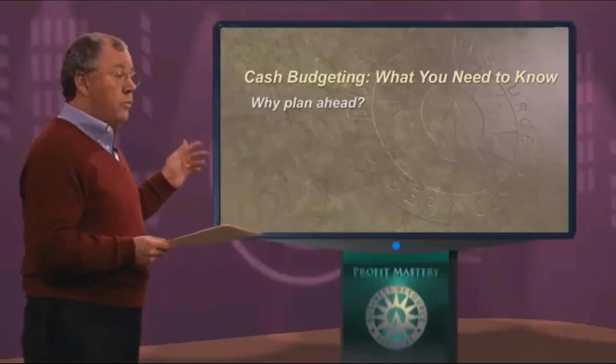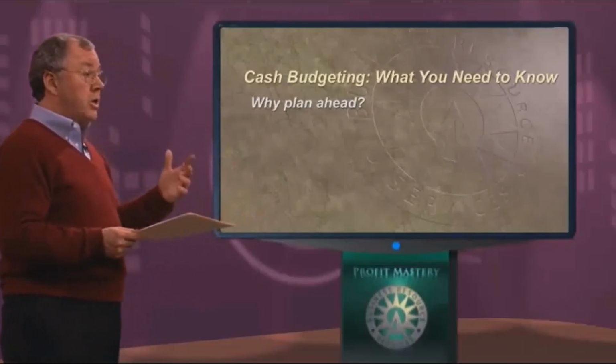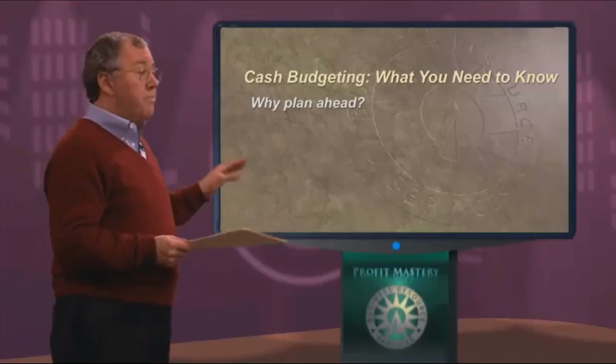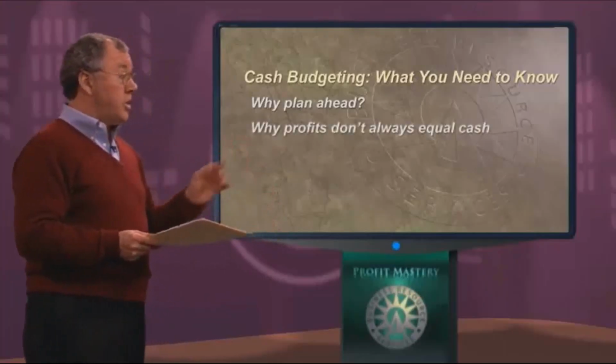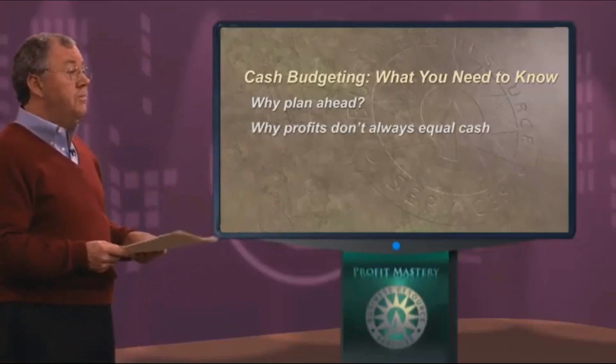Our learning objectives here will be really 3 or 4-fold. Number 1, why plan ahead? And we'll see what happens in a seasonal business and how that helps us manage the ups and downs of the cycle of a business. Why profits don't always equal cash. We talked about that early on in the introduction. We can have profits and no cash. We can have cash and no profits. It has to do with understanding patterns of cash flow. And that's what this section is all about.